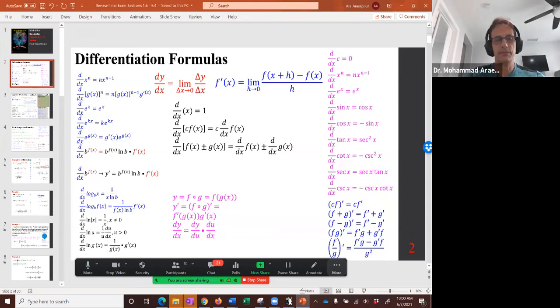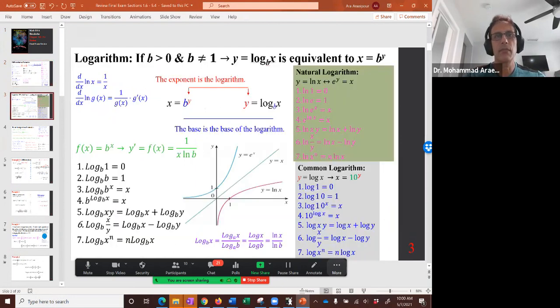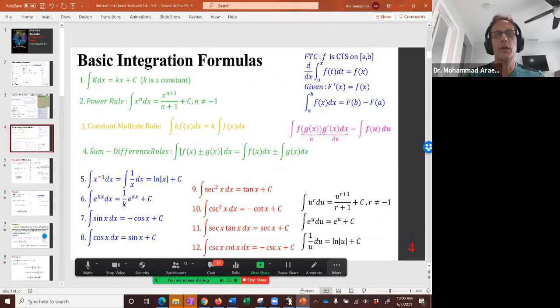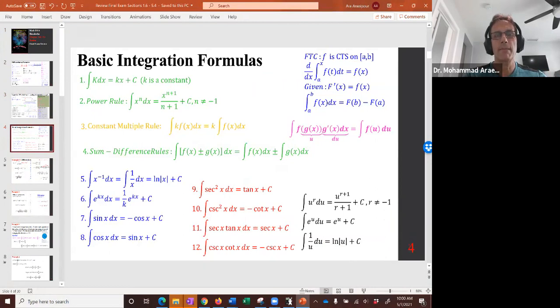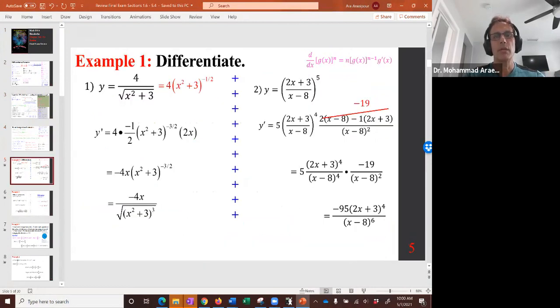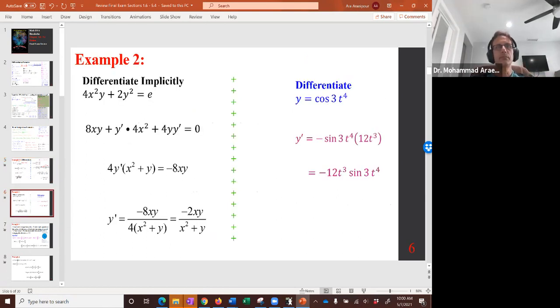Differentiation formulas. Logarithmic properties. Integration formulas. Differentiation using the power rule or the extended power rule. Implicit differentiation, derivative of sinusoidal functions.